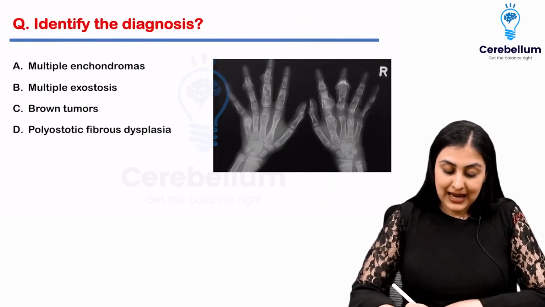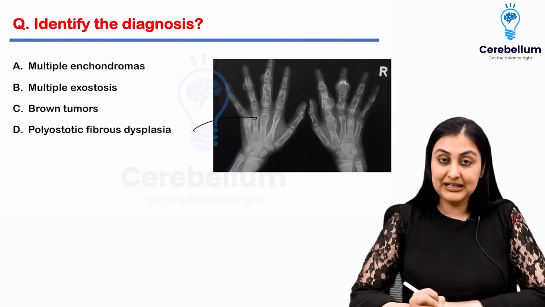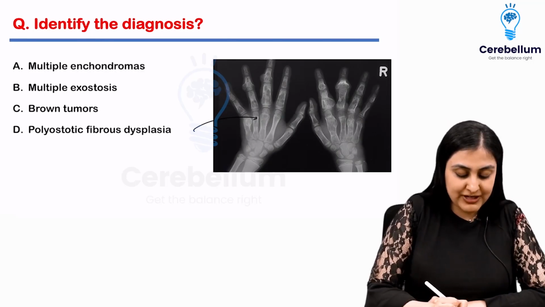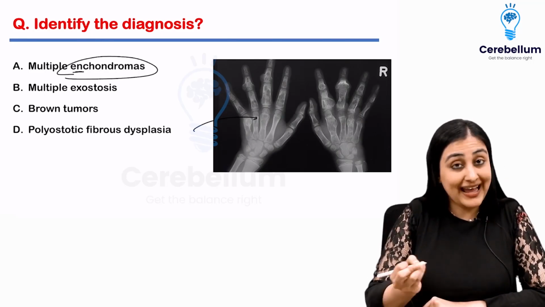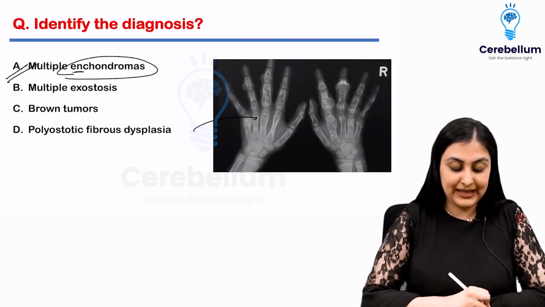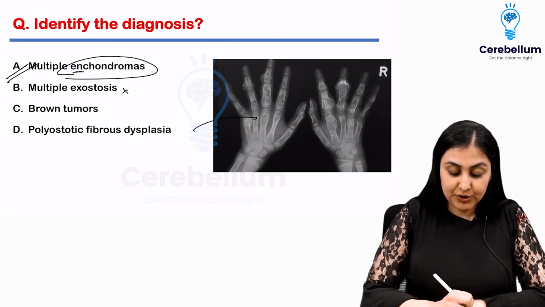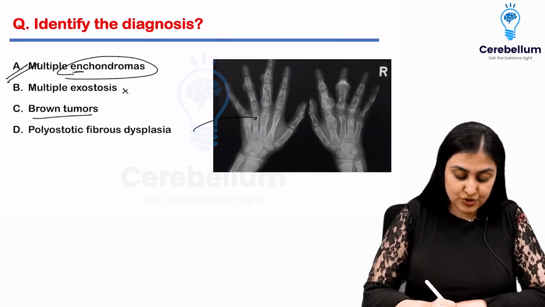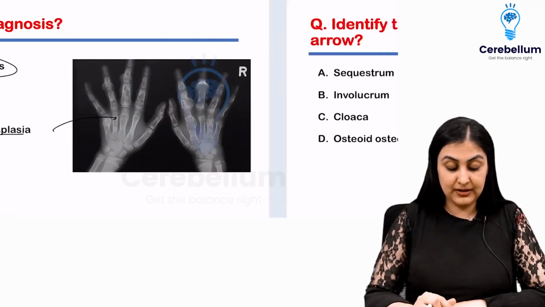Identify the diagnosis. Hand bones. Anytime you see multifocal hand bones being involved by tumor, think of enchondromas. So this is multiple enchondromas. These are not overgrowths. These are not brown tumors or fibrous dysplasia.